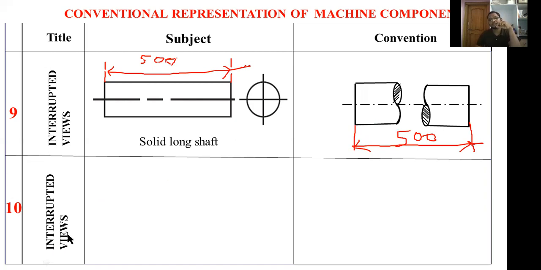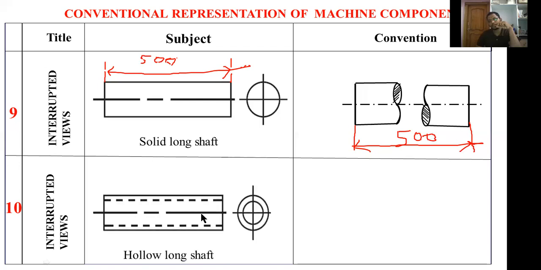Similarly, interrupted views for a hollow long shaft. This is the hollow shaft. This circle indicates a solid shaft. These double circles indicate a hollow shaft. How to represent interrupted views for a hollow shaft? Here also, for the same purpose, for very long shafts, I am showing like this.